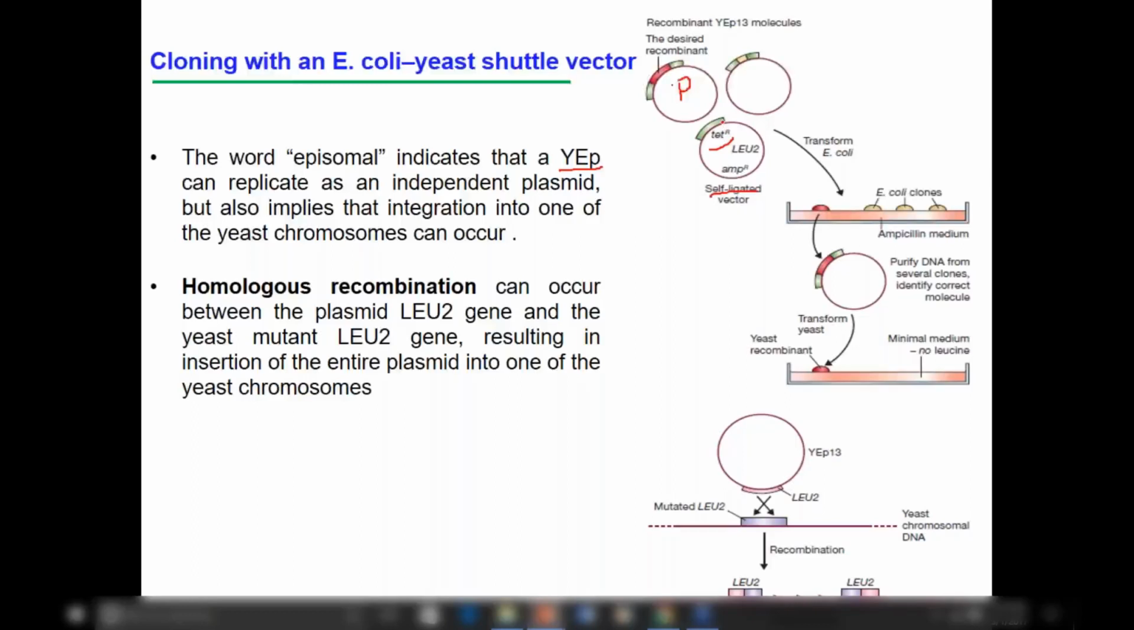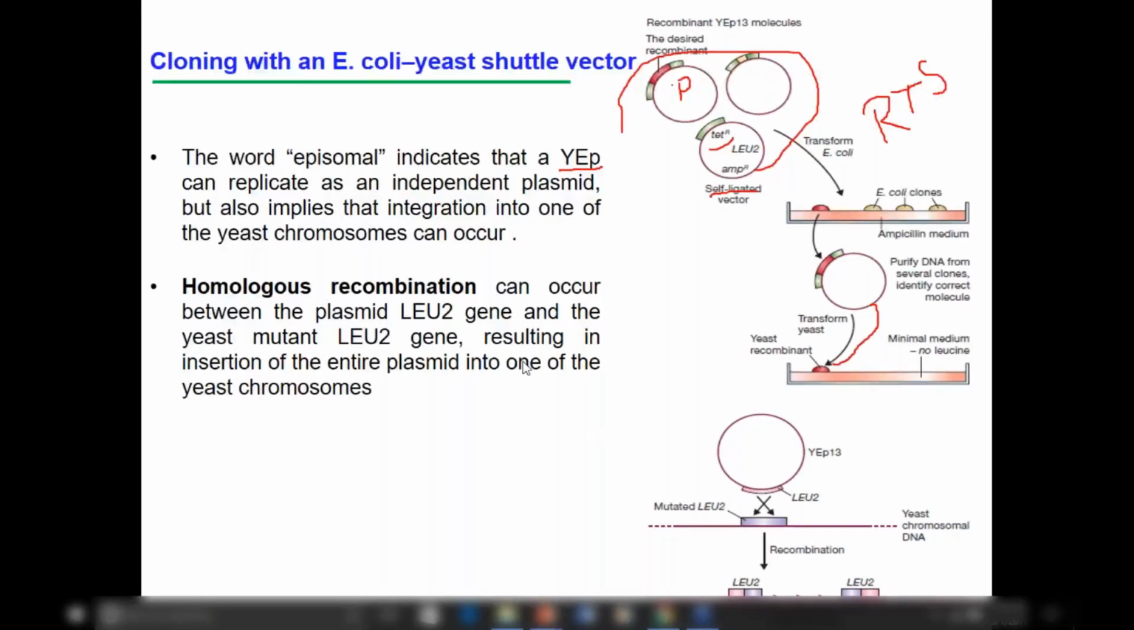So what I am trying to do here is to plate this type of bacteria in a media that contains ampicillin, because here ampicillin is still resistant, isn't it? But tetracycline sensitive. Understood? So after growing, again I will isolate the plasmid from the bacteria. Now I will transform it into the yeast.